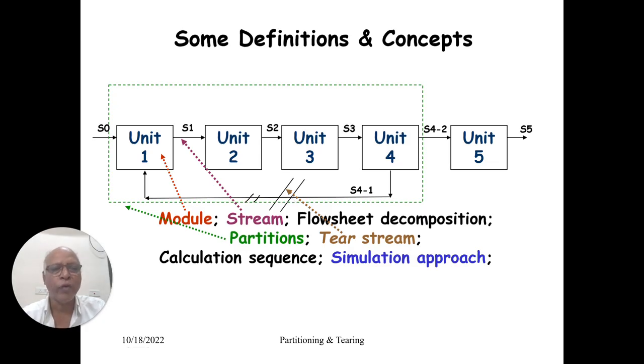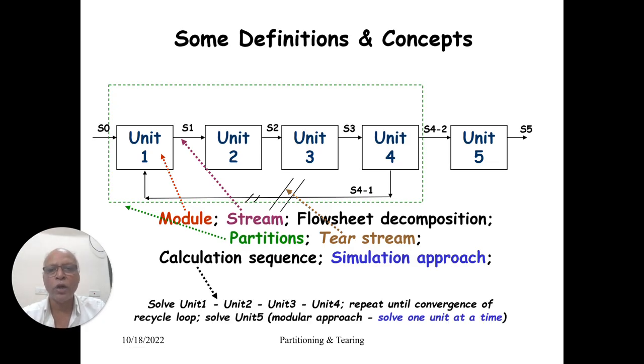What is meant by a tear stream is that a stream is considered to be torn by guessing values for that stream. And what is the calculation sequence? Guessing stream S41, I will be able to solve unit 1 because S0 and S41 are already known to us. Then you will get S1, then solve unit 2, then unit 3, then unit 4, repeat until convergence of the recycle loop, and then we will solve unit 5. So this is a modular approach because at any given time we are solving only one unit.